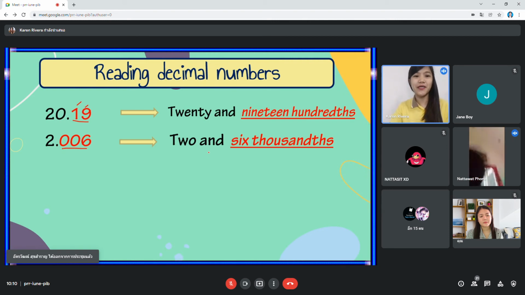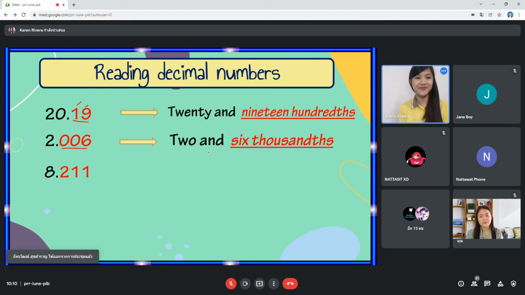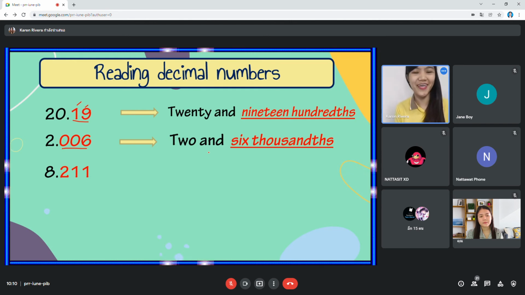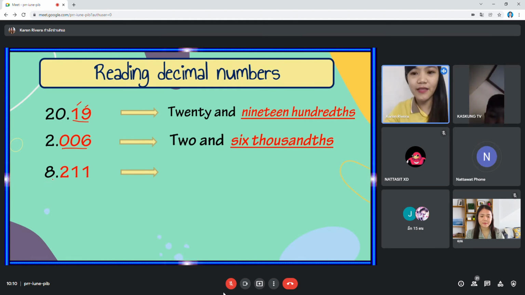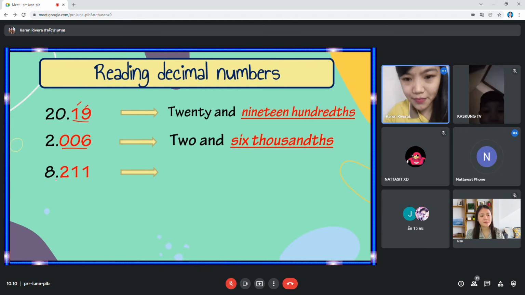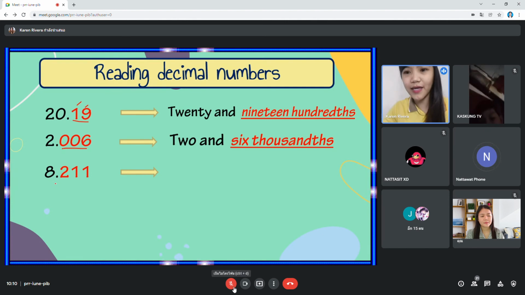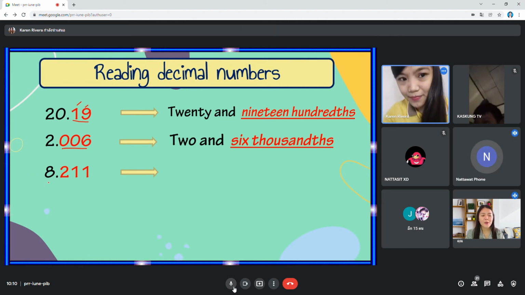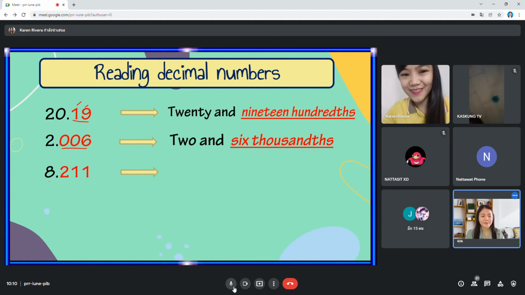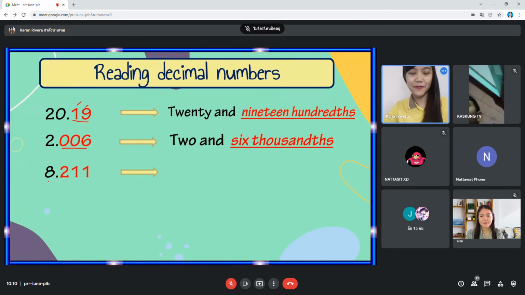Natawat, can you read it? Go. Natawat, where are you? Can you read it? How will you read this number, Natawat? 8 and 2. 8 and 2 again. 2, 8.